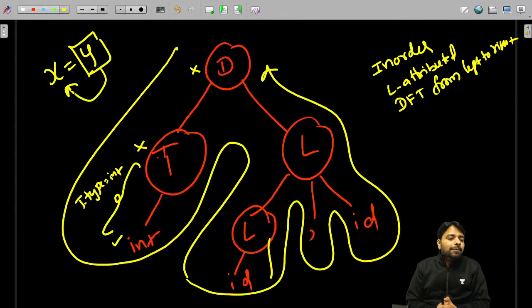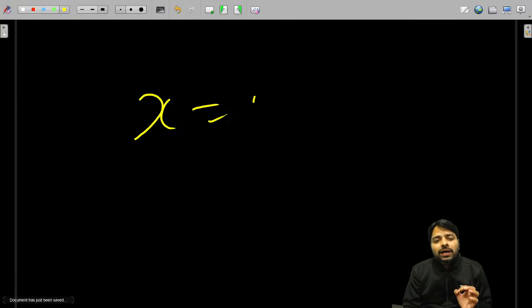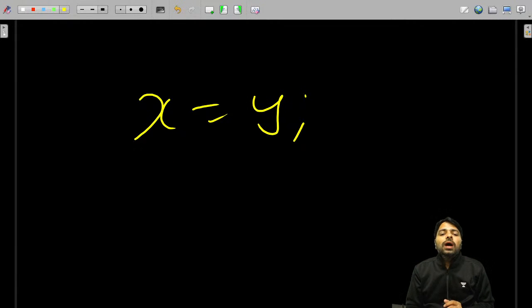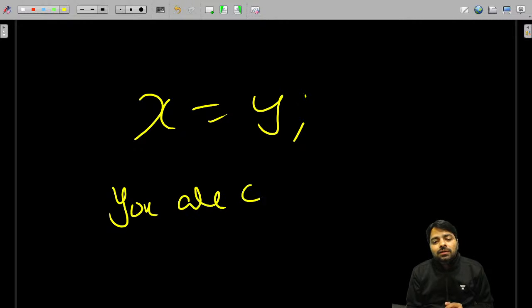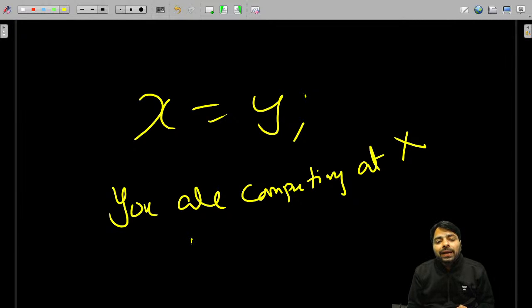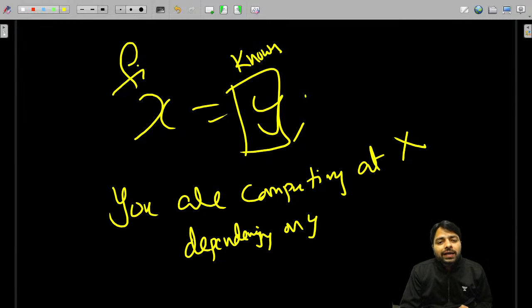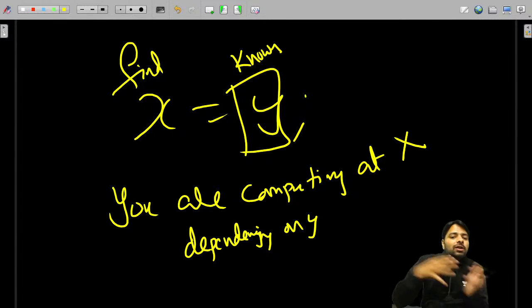ये तो पढ़ना पड़ेगा ना आपको. जब पढ़ता है, when you write x is equal y, you don't know what you are computing, you are computing at x. ये तो पता है ना, पढ़ना आना चाहिए ना. You are computing at x, but you are depending on y because y is known. Depending on y is known, and we are finding x. Clear that point? वो असाइनमेंट में ऑलरेडी है. y का वैल्यू x में डालो, x का वैल्यू y में नहीं डालना.